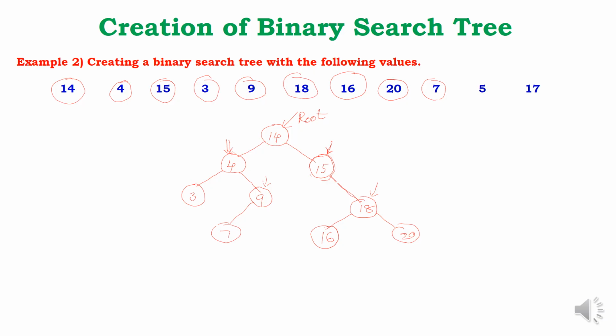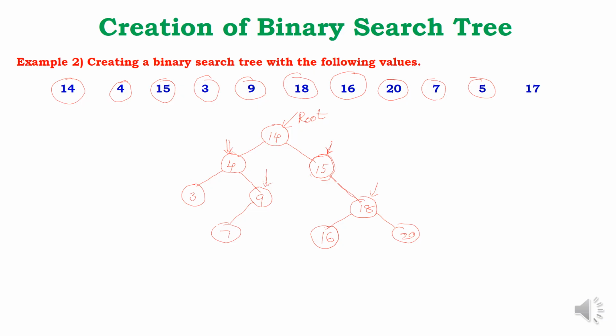Then 5. Again start comparing with root node. Is 5 less than 14? Yes. So 5 is less than 14 and it should come in the left subtree, but left is not null. It is already filled with some node. Go to that node. Again comparing 5 with that node. Is 5 less than 4? No. Is 5 greater than 4? Yes, it should come in the right subtree. So go to right subtree.